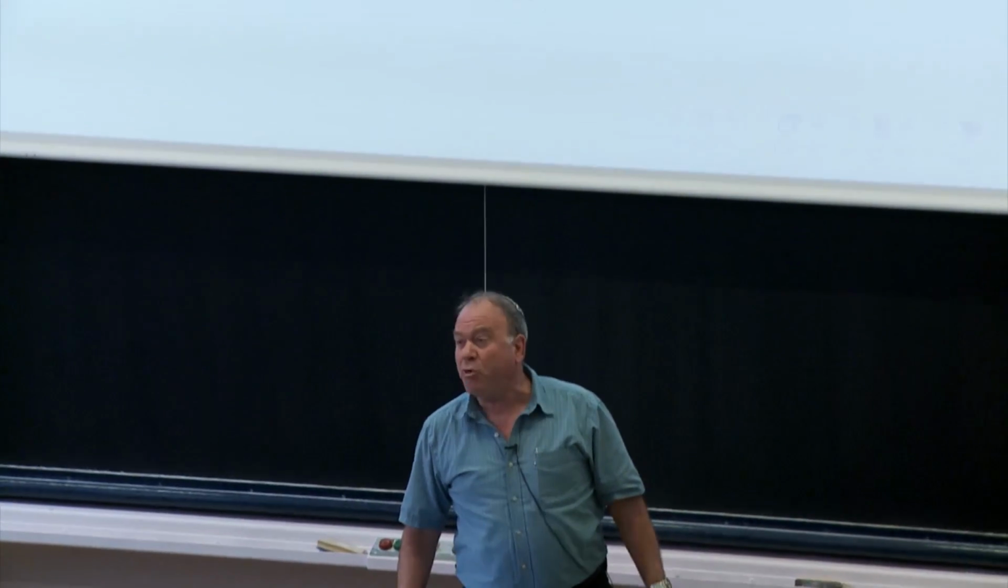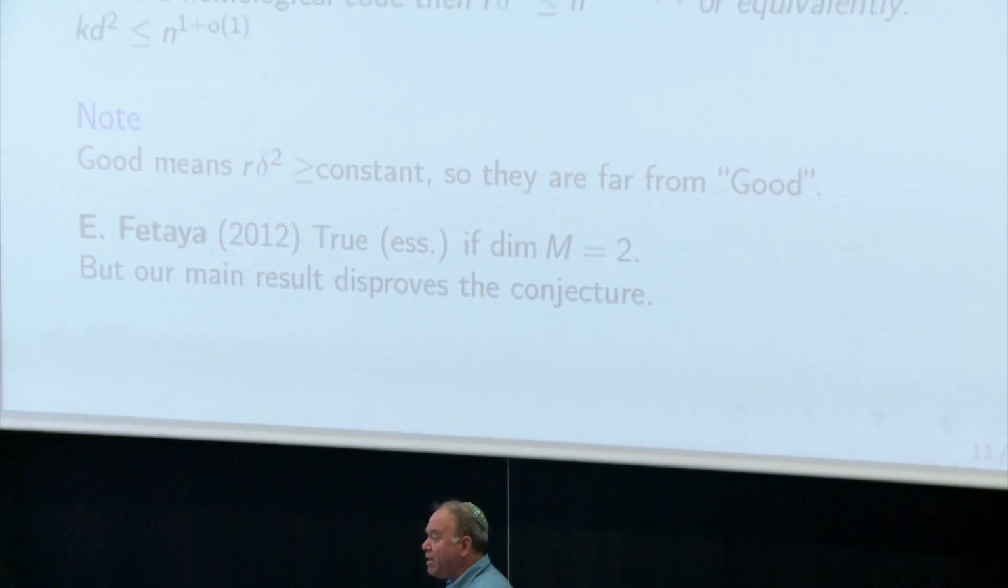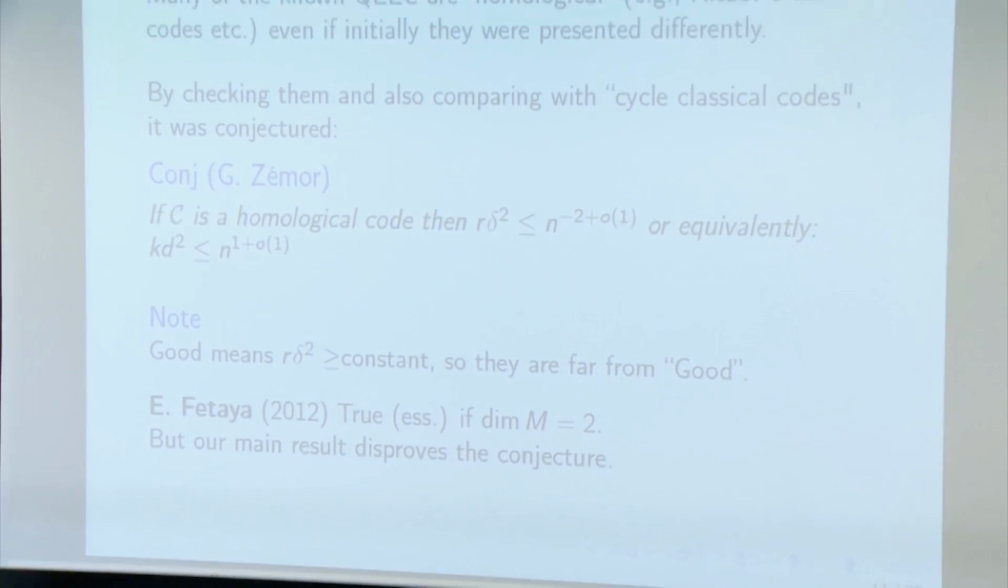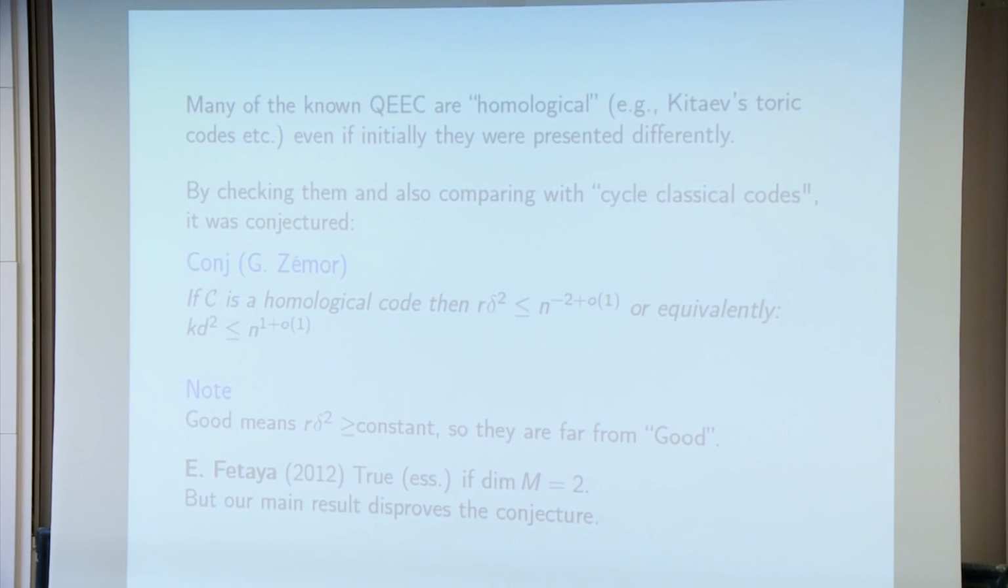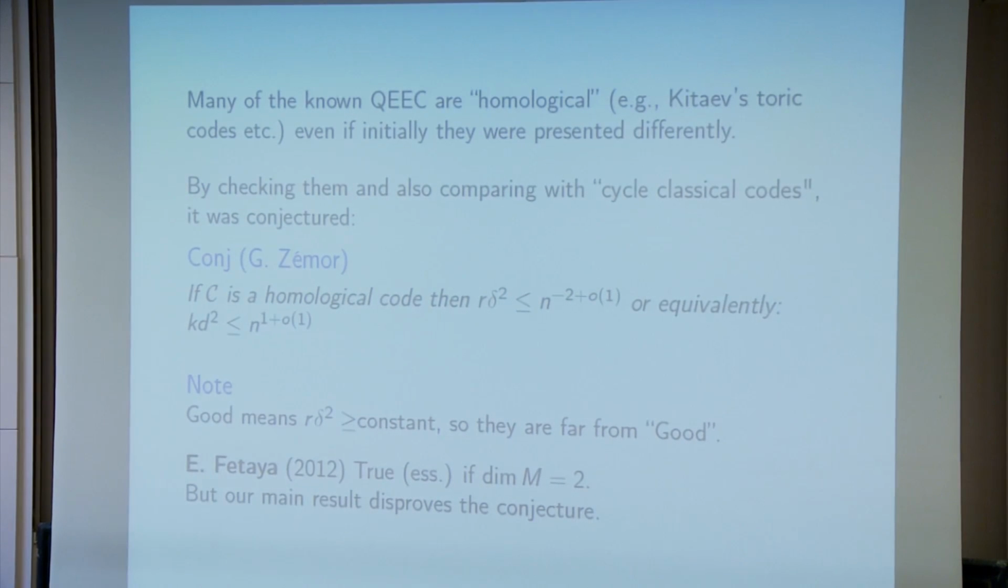In fact, if you go backward, you see that some codes which were invented by other methods by various people are really homological, even though they did not define them maybe as homological. So up to now, the good news. The bad news is the conjecture of Zémor. Conjecture or question, like he was pessimistic about that.